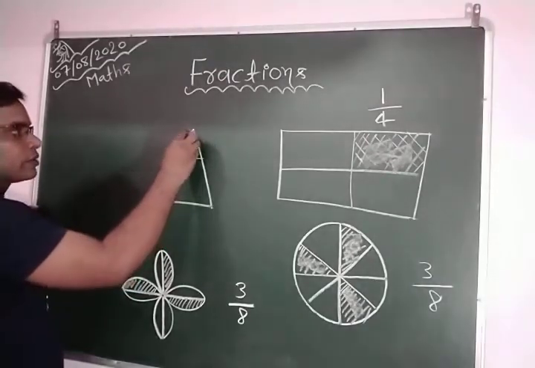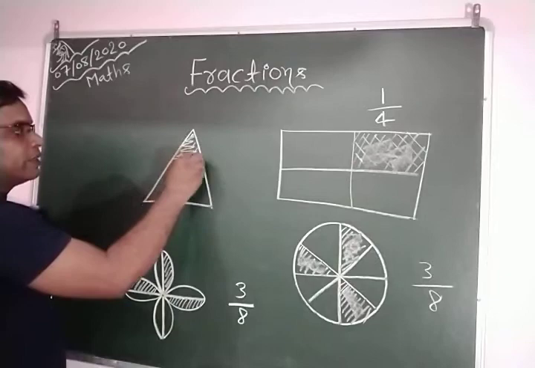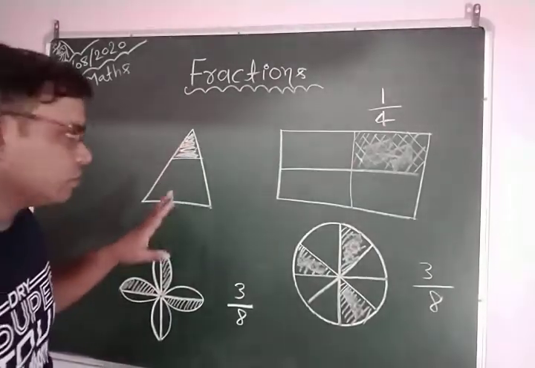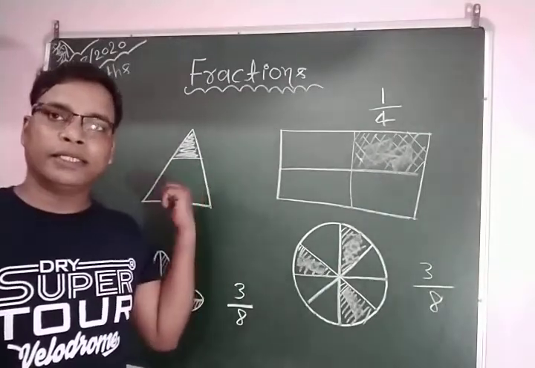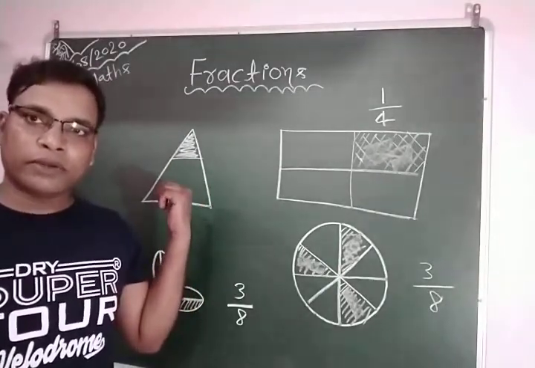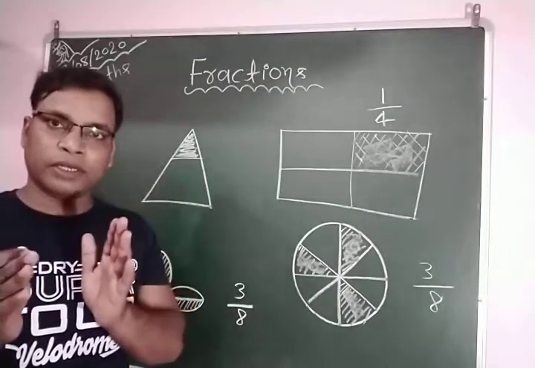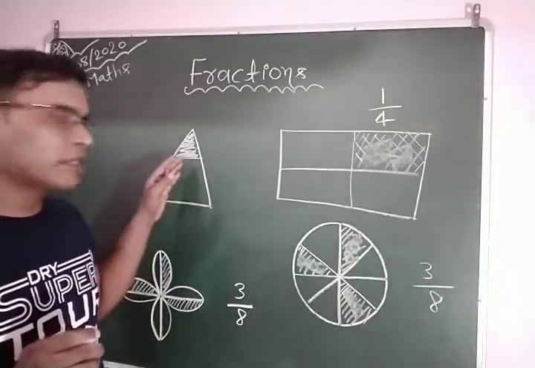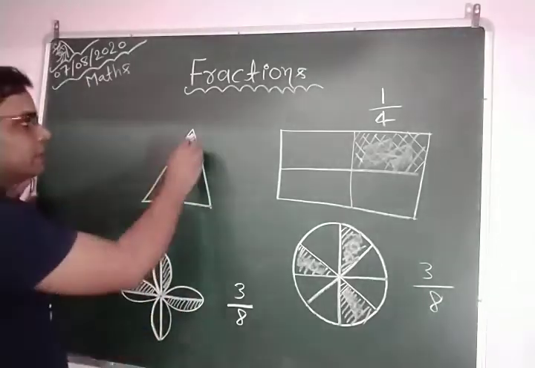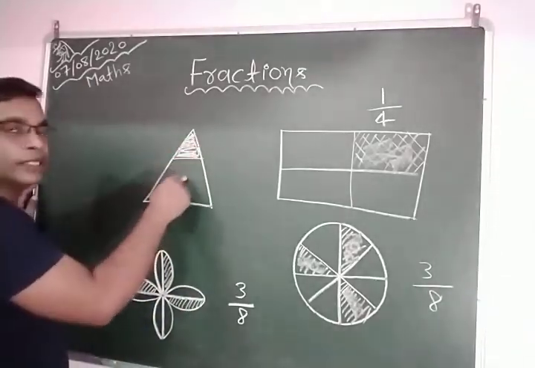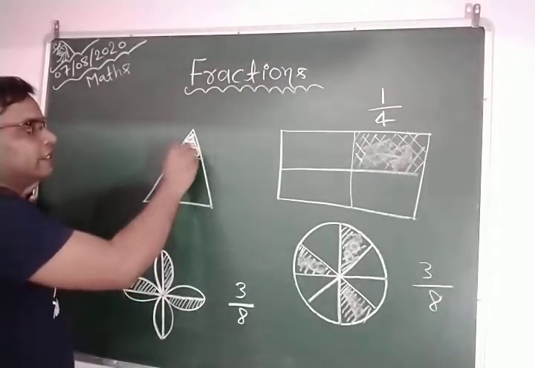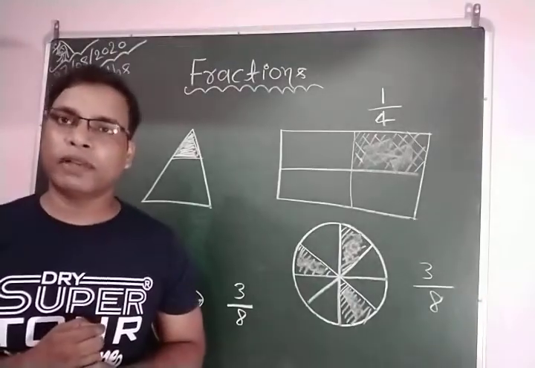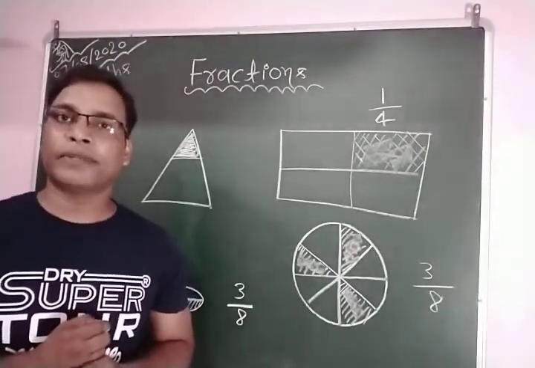So what is the fraction of the shaded part? You can see here both parts are not equal, so you are not able to write the fraction. A fraction is written only when each part is equal. If each part is equal, then you can write the fraction. Here you can see this part is smaller than this part, so we can't write the fraction of this shaded part. So students, I hope all of you understood how to write fractions.